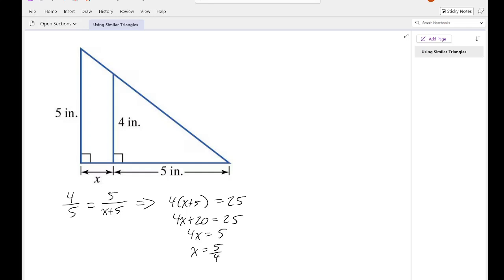But since we're dealing with an actual length, I think a decimal will be better, so I'm going to call this 1.25, and again the unit measure is inches. So x here is 1.25 inches. And again, if you do the ratio of the sides, you're going to see that they are, to no surprise, equal.